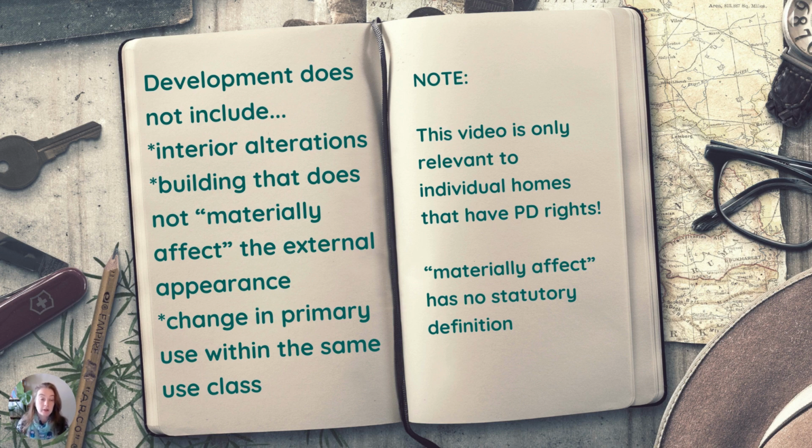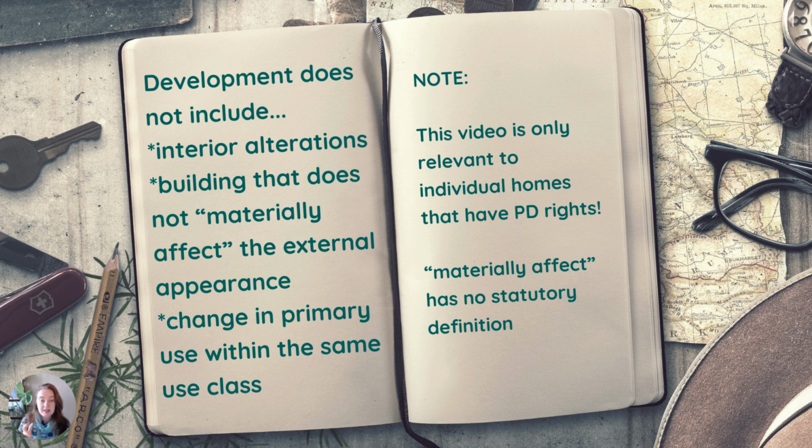And what it does not include are interior alterations, building that does not materially affect the external appearance, or a change in the primary use within the same use class. Now, I'm going to unpick some of these because they are not entirely clear. And I do want to reiterate that this video is only relevant for individual homes that have permitted development rights. This is not relevant for you if you're looking for information about a commercial property or some other kind of property. This is only relevant for houses.